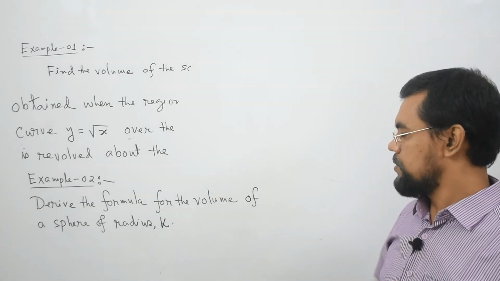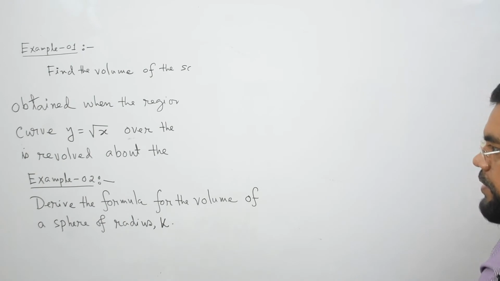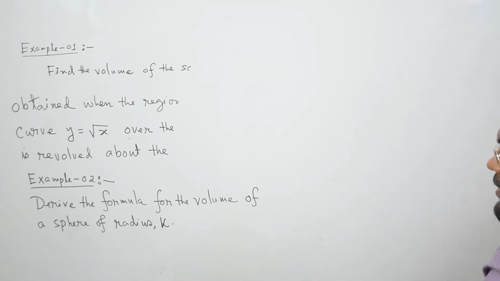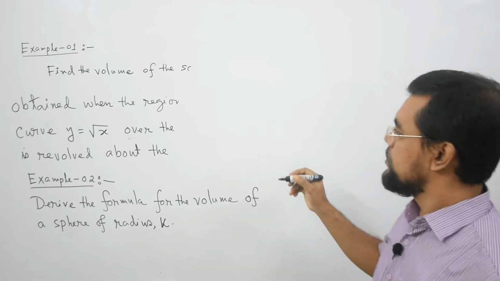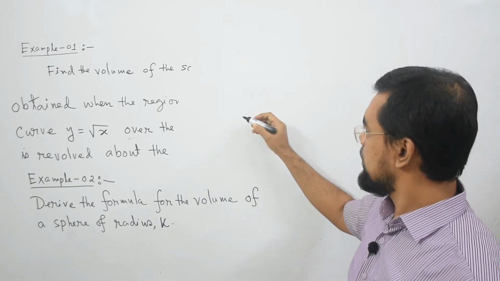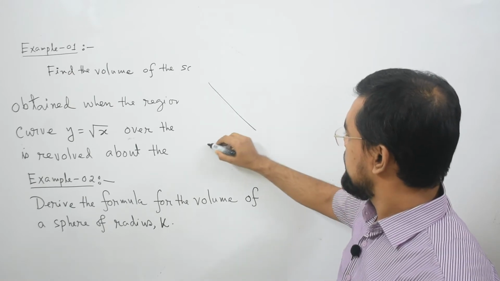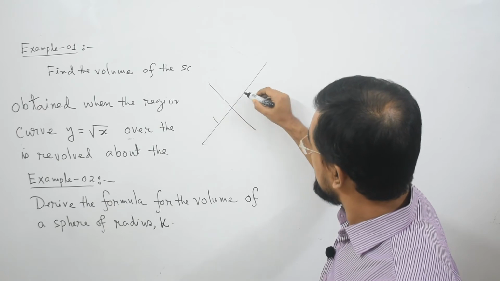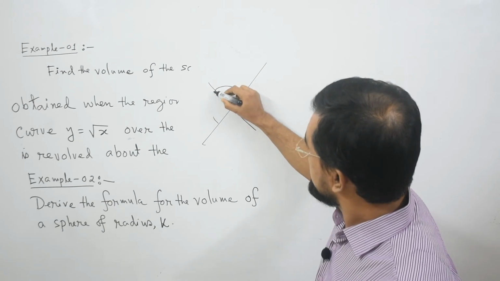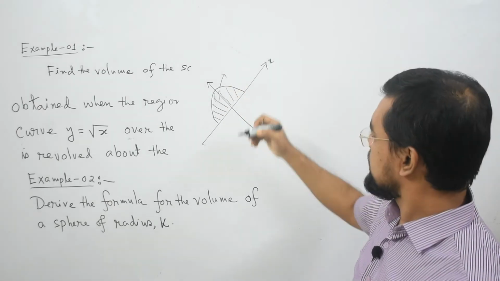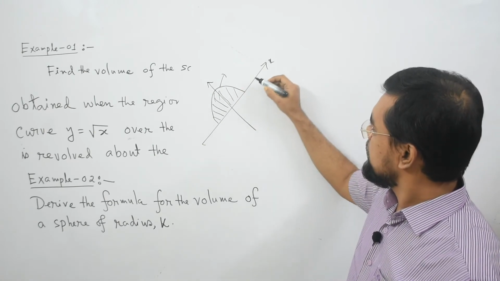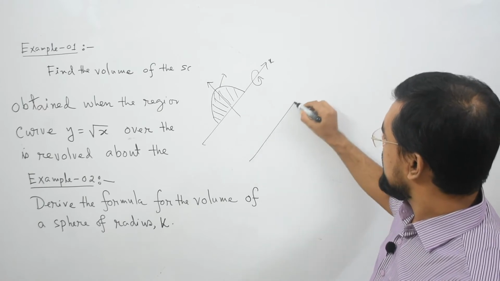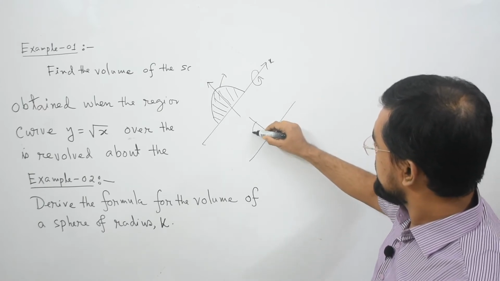Now let us try to solve example 2. It says derive the formula for the volume of a sphere of radius r. So you can find a sphere of radius r if you revolve the upper semicircular region about the x-axis. So if you revolve this plane region about x-axis, then you will get a sphere like this.